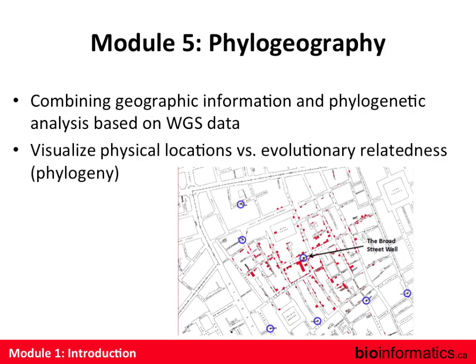And in module 5, Rob will talk about phylogeography. So I'm sure most of you know the story of John Snow and the cholera outbreak in London. This is a map of it, but of course this has geographic information only. So in Rob's lecture, he will show some of the visualization and some of the analysis of how you can combine geographic information with genomic sequence or phylogenetic data.